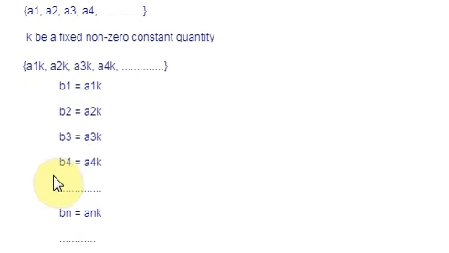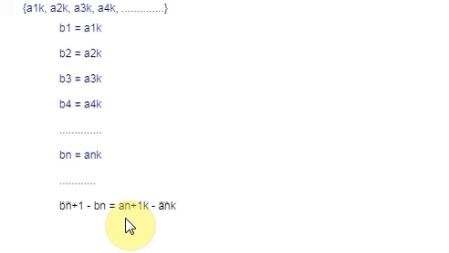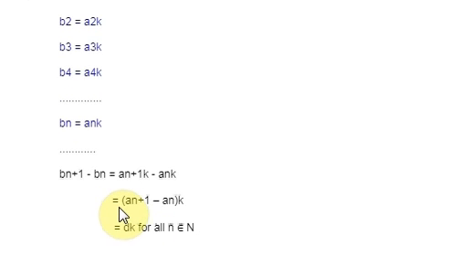Now, let us find the difference Bn+1 minus Bn. The difference between these two terms would be A(n+1)k minus Ank. You can see that k is the common factor between these two. So, taking that out, you will get k times (A(n+1) minus An). We know that this is nothing but the common difference d for all natural numbers. That's it for this property. Therefore, you can say that the new sequence we get after multiplying a non-zero constant quantity k to each term of the arithmetic progression is also an arithmetic progression with a common difference dk.